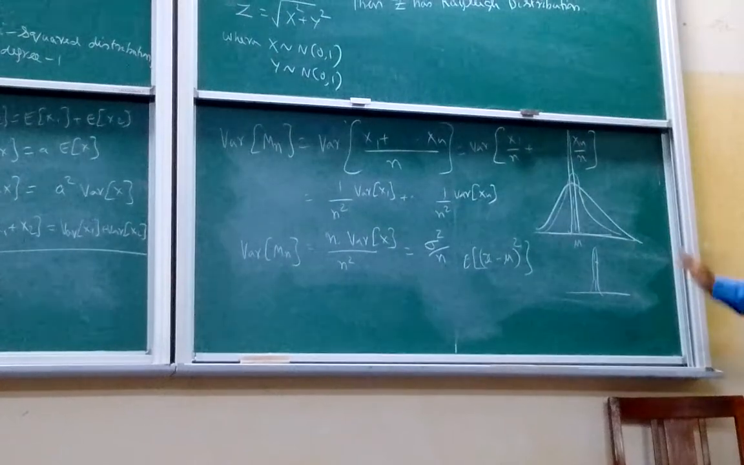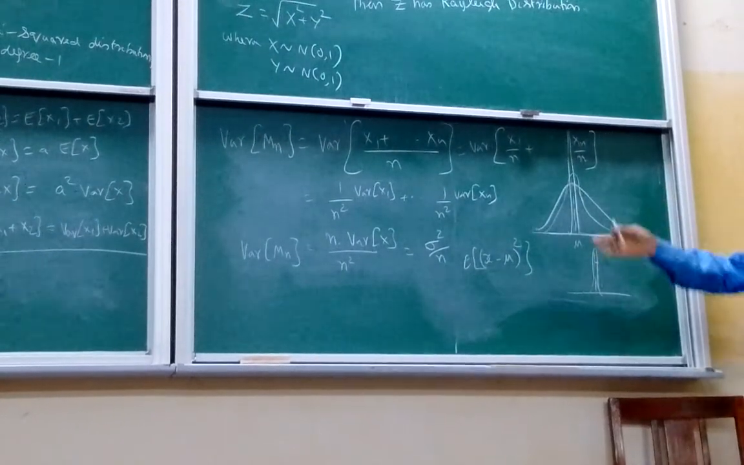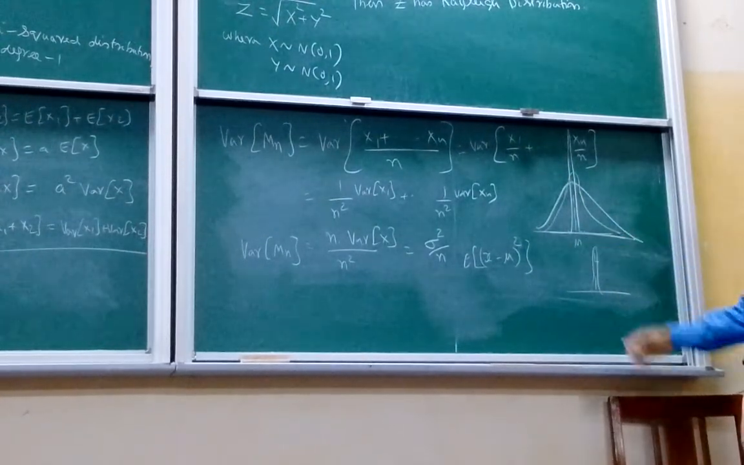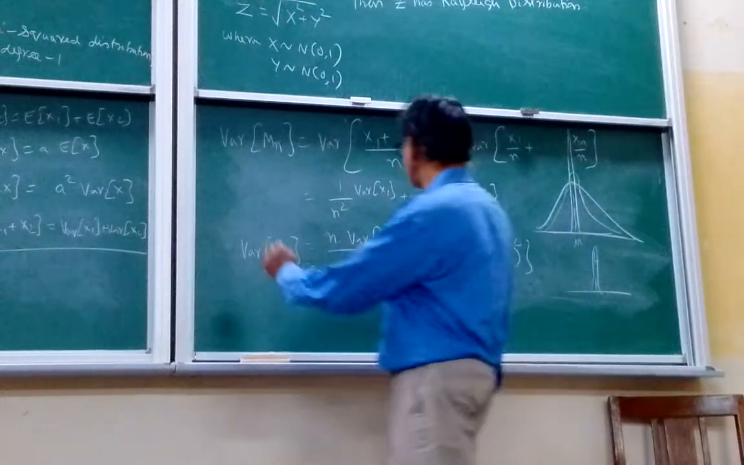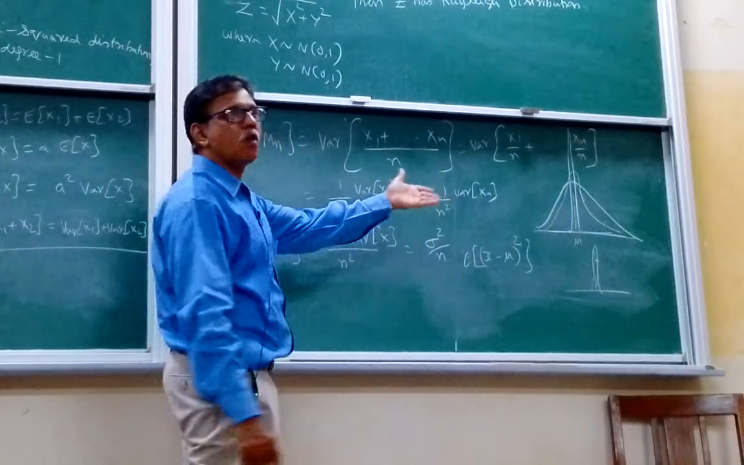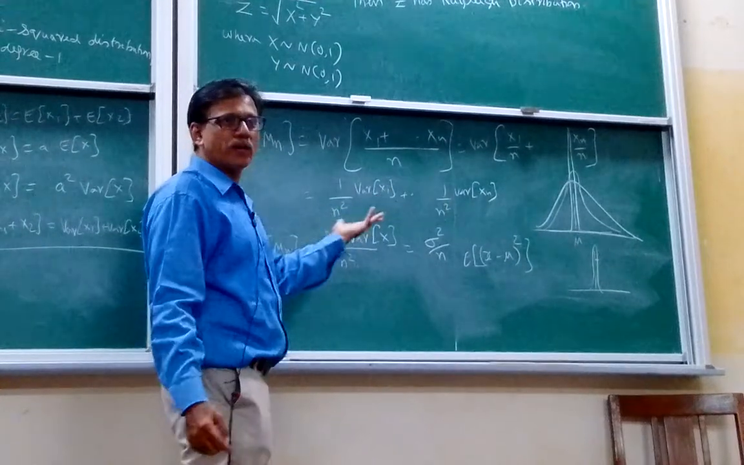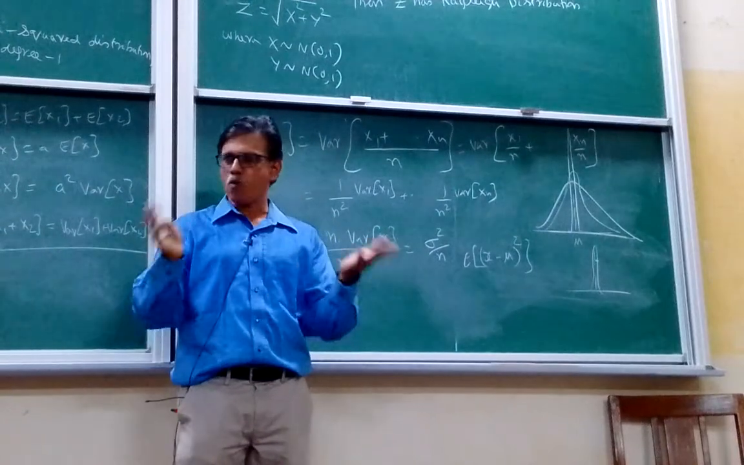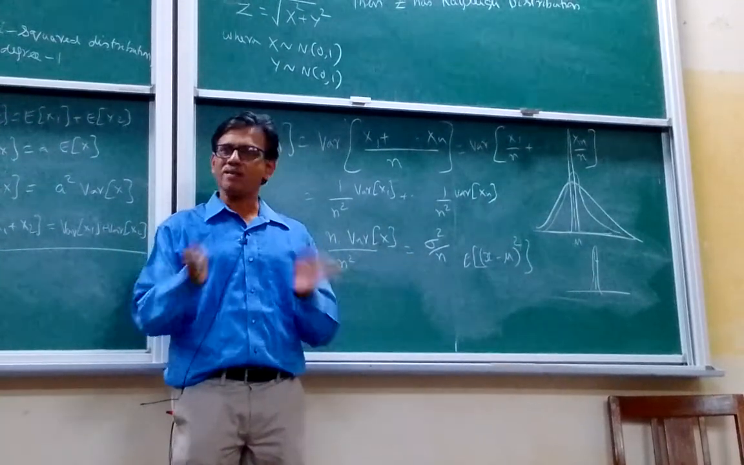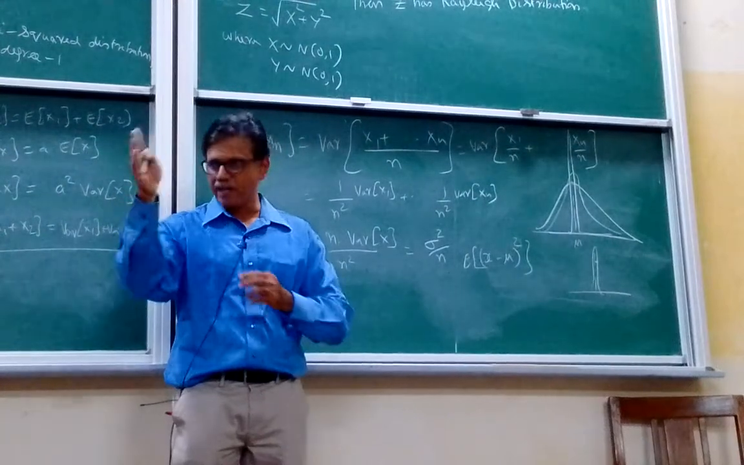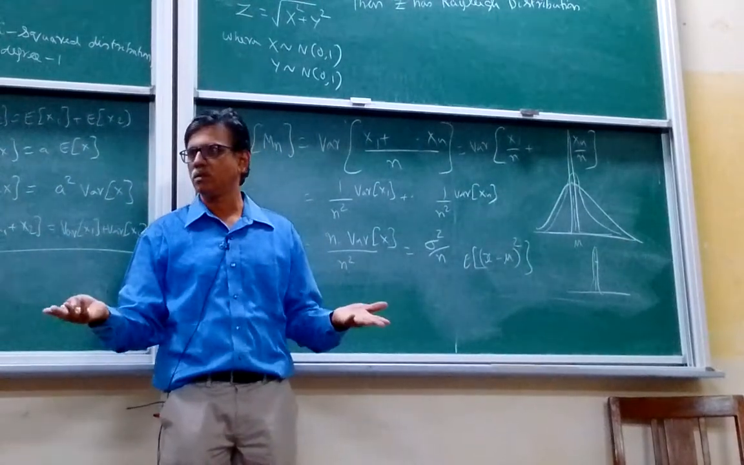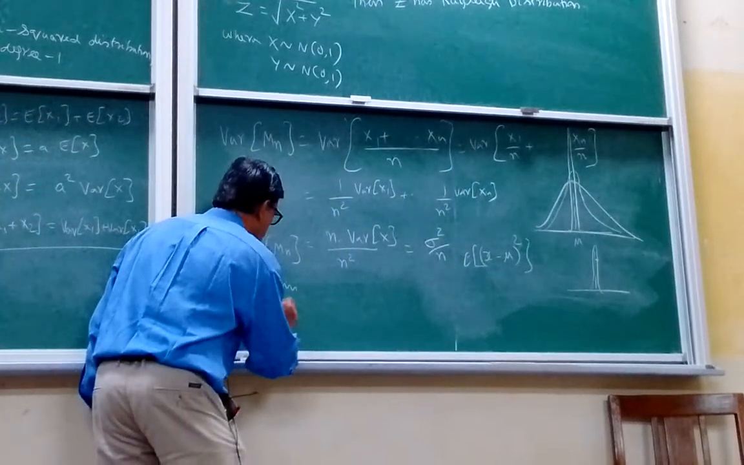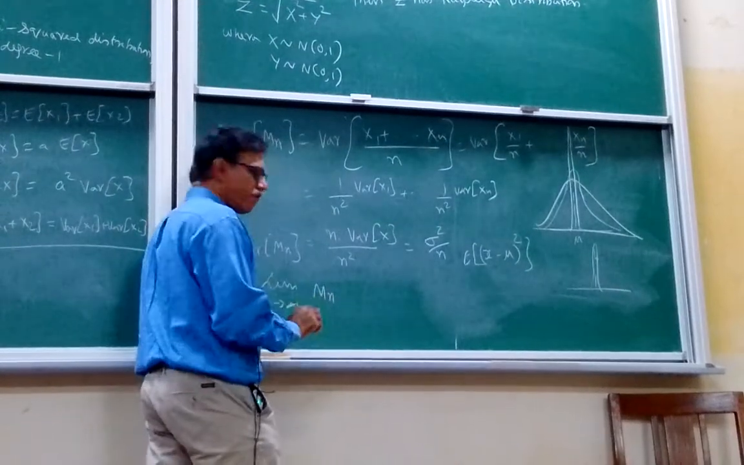So this is what the density function of Mn will look like. It becomes more and more deterministic. A deterministic variable is a random variable which has the mean equal to the value that the deterministic variable takes, with variance equal to 0. That is where it is converging to. So in the limit n tends to infinity, Mn will become deterministic.